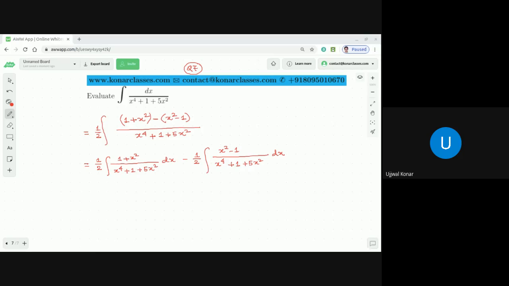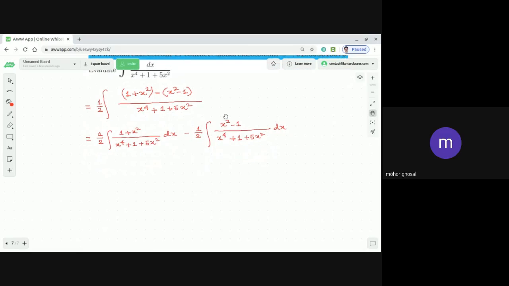Now, after that, it is a similar approach to what we did for the previous one. You should divide both numerator and denominator by x square. To do that, I have done the first step like this: introduce 1 plus x square and x square minus 1. So this equals what? 1 by 2, as we are dividing both numerator and denominator by x square.